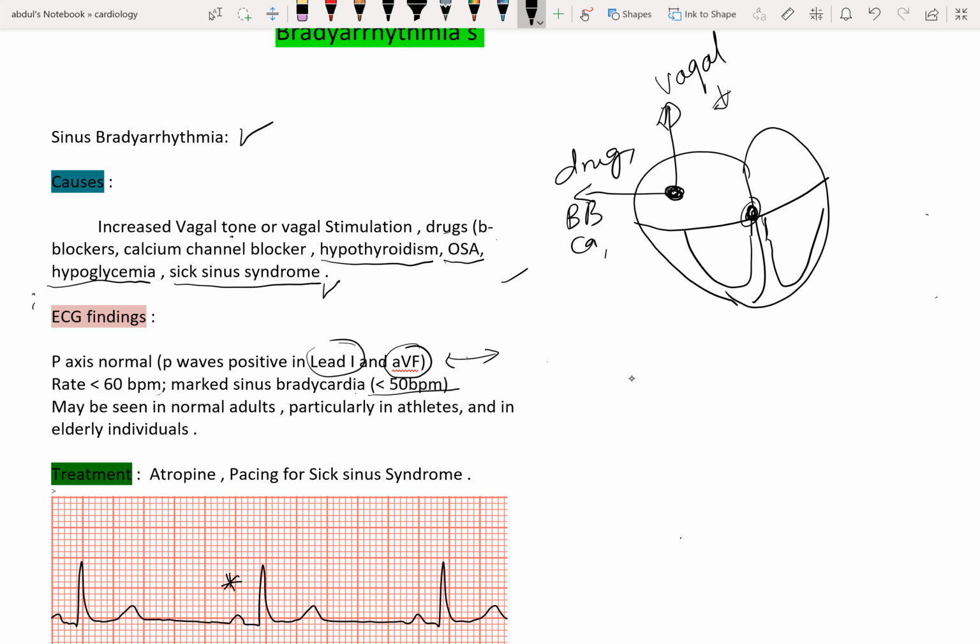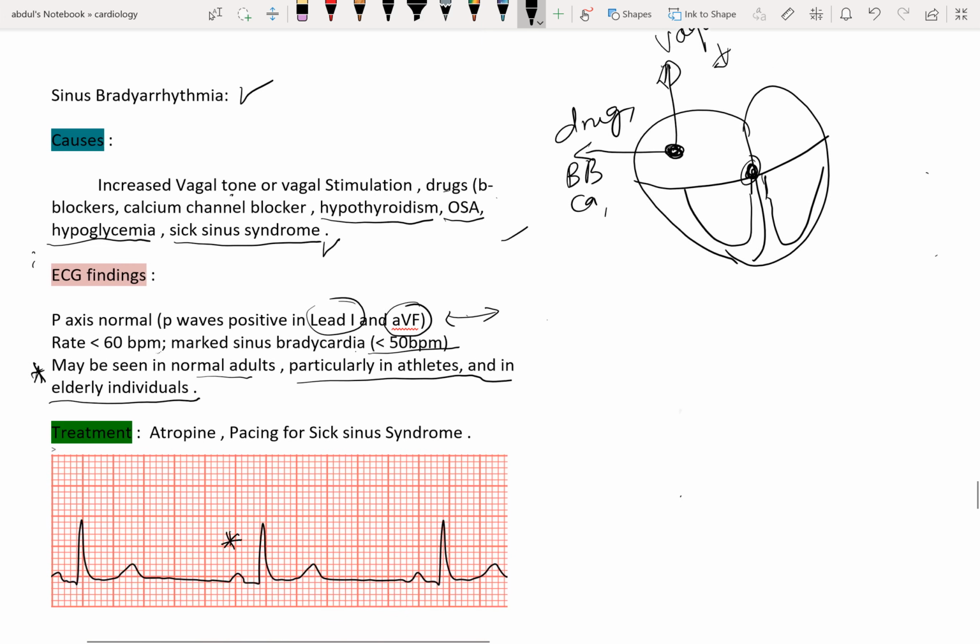Okay, so as it says in here, it can be seen in normal adults, particularly in athletes and in elderly individuals. Of course, as you age, you can fibrose the pacemaker cells, and aging can cause that. So a decrease in heart rate with aging is sometimes okay, and particularly also in athletes who have been trained, a lesser heart rate can keep their body functional at a very low heart rate. So that's okay.